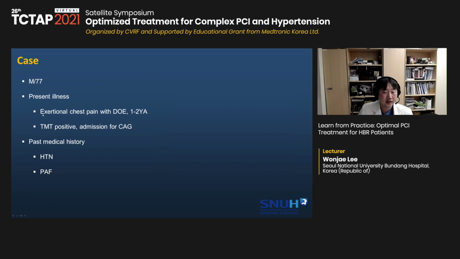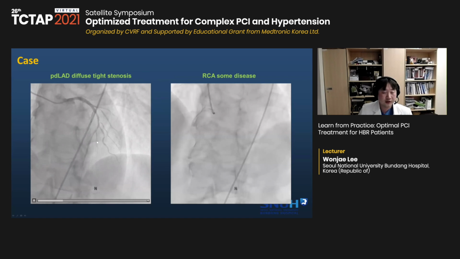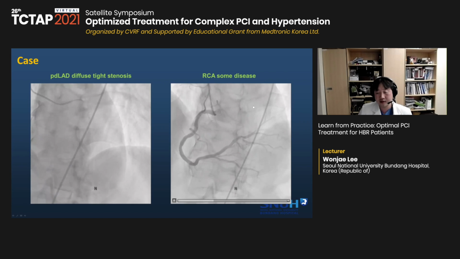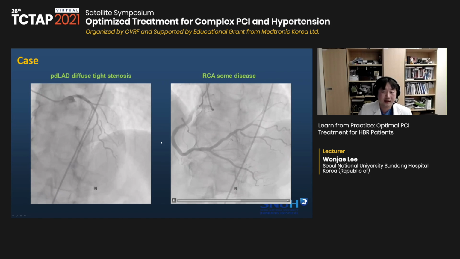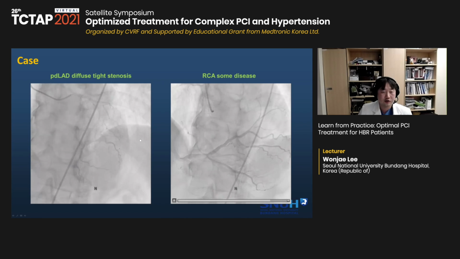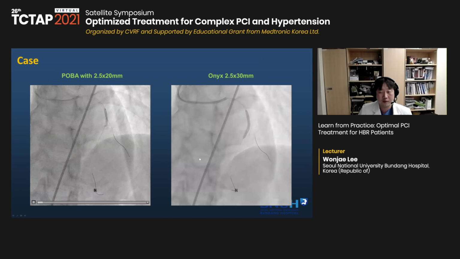A 77-year-old male. He has had chest pain for 1 or 2 years and a positive TMT. So the patient was admitted for coronary angio. The patient had paroxysmal AFib, which puts him on a DOAC. So again, this is a high HBR patient. We decided to minimize the procedure and keep it simple. The patient had pretty diffuse tight stenosis in the proximal to distal LAD. And in the RCA, there's some disease, but it didn't seem too critical. So we decided to just treat the LAD here. POBA was done.